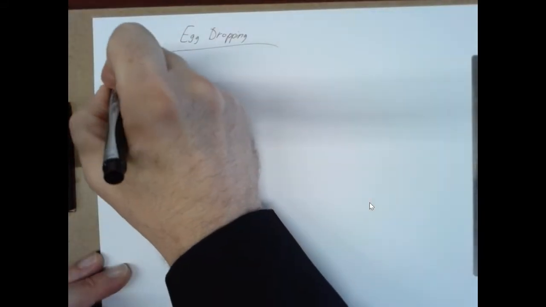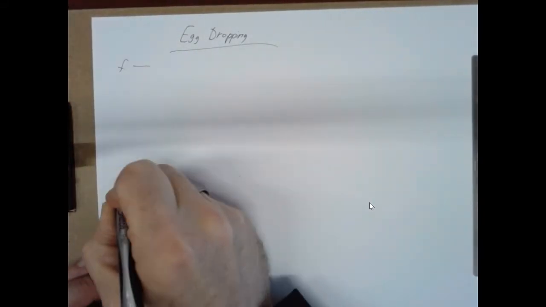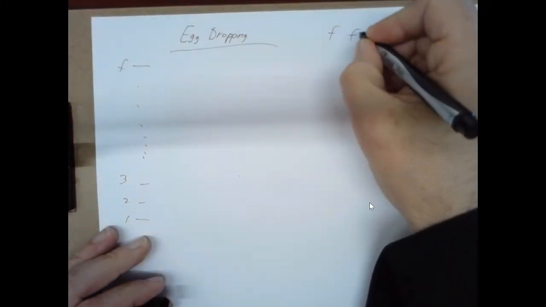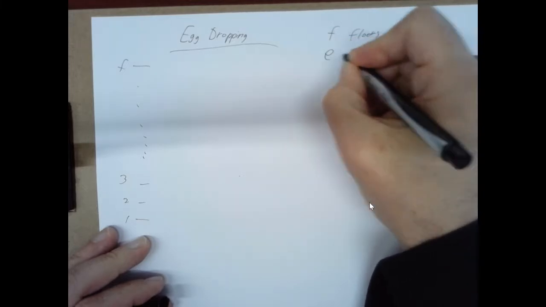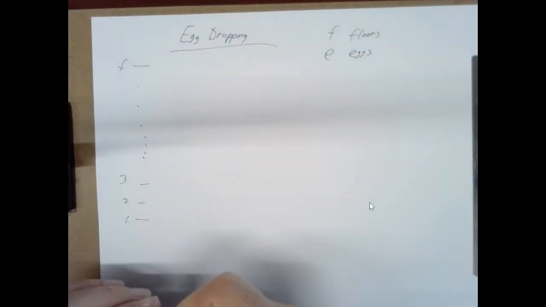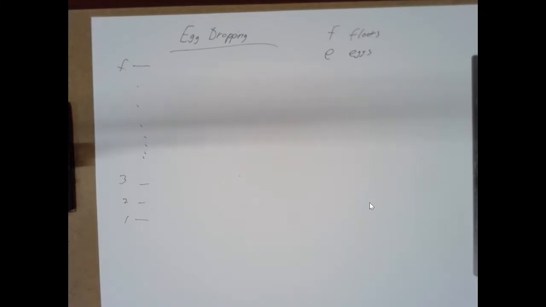So egg dropping, here's the question. You have a building with a certain number of floors. Let's say it's got F floors labeled 1, 2, 3, all the way up to floor F. And you have a certain number of eggs. So you have F floors, and let's say you have E eggs. And what you want to know is what's the highest floor that you can drop an egg from without it breaking?